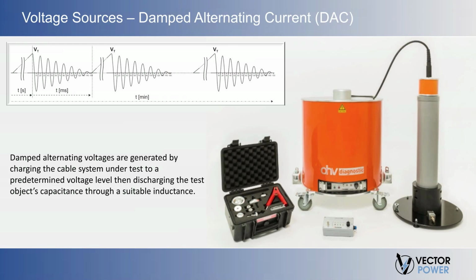Damped alternating voltages are generated by charging the cable system under test to a predetermined voltage level, then discharging the test object's capacitance through a suitable inductance. During the charging stage, the test object is subjected to a continuously increasing ramp voltage. During the discharging stage, the test object experiences a damped oscillating wave, hence damped AC.